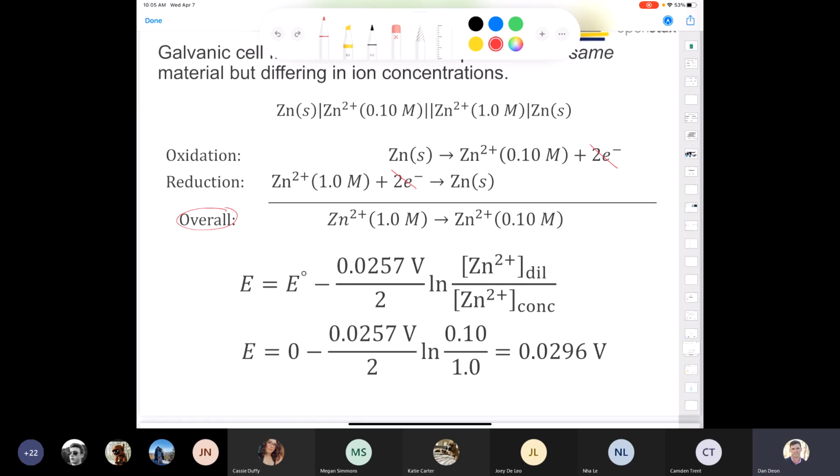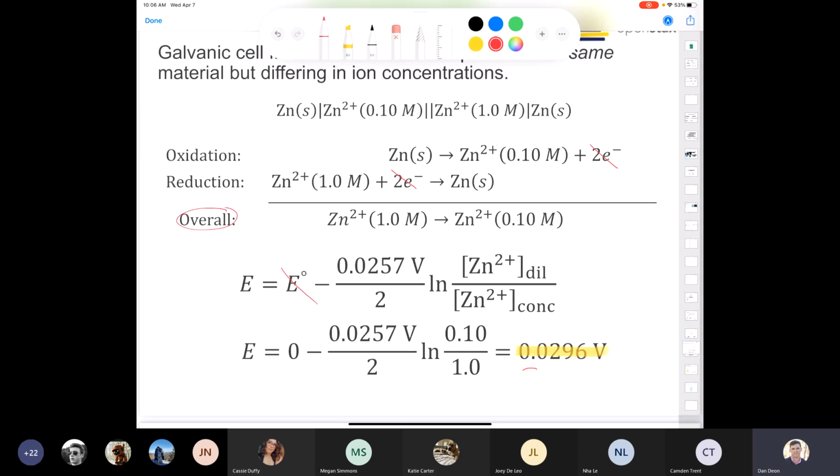And so the driving force for this reaction, when you do the calculation, you see that the standard cell potential is going to be 0, right? Because the cathode and anode are both identical, and so their standard reduction potentials are going to be the same. So we lose that. That becomes a 0. And then we just take the ln of the concentrations, right? The ln of the concentration of the zinc 2 plus that's dilute divided by the concentration of the zinc 2 plus that's more concentrated. And look what we get for an E. It's positive. Okay, it is spontaneous.